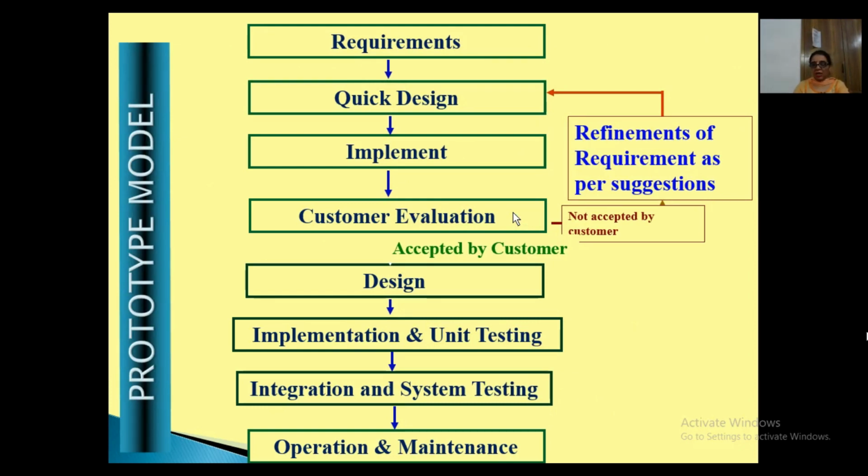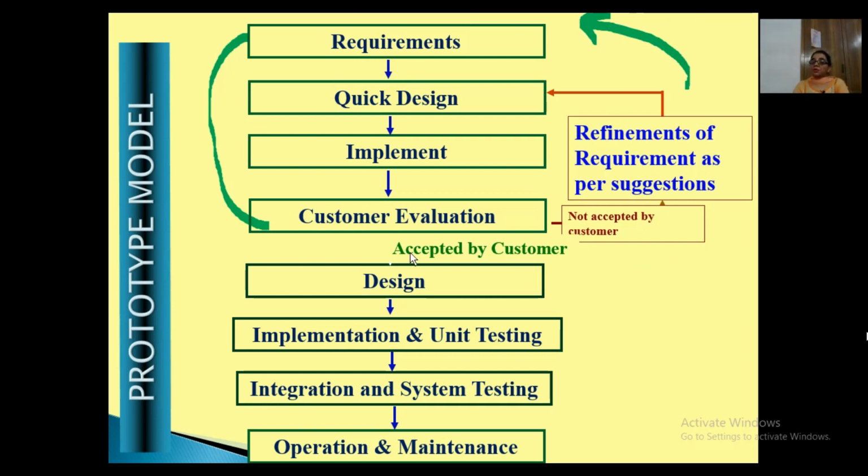Now let's look at the detailed prototyping model, which is also known as the evolutionary prototyping model. They are similar terms. Requirements are first gathered, then a quick design is made, implementation is done, and the customer evaluates the system. This is your first cycle where you develop the first prototype and customer evaluation is done, where the customer gives feedback. If it is not accepted by the customer, then the requirements are refined as per the customer's suggestions, and again it goes for the second prototype. This is how, in a cyclic manner, the prototypes are generated.